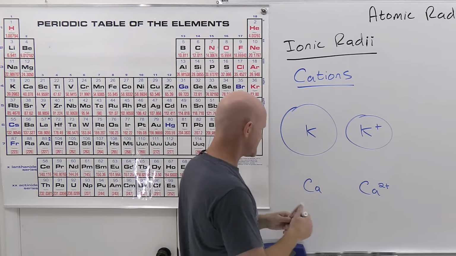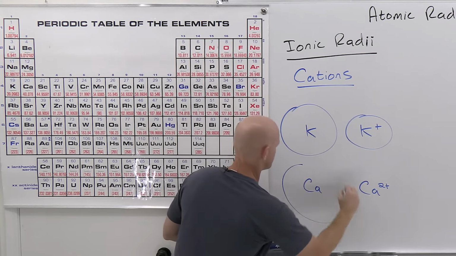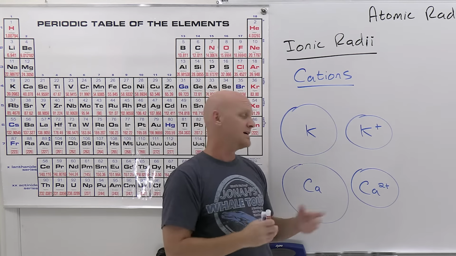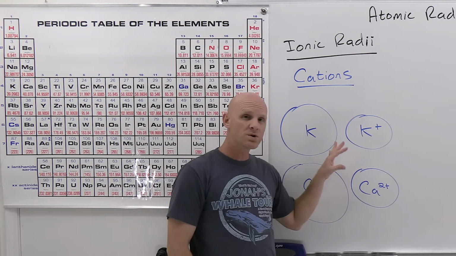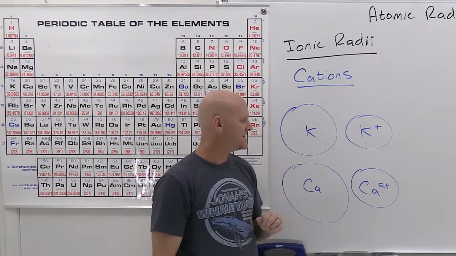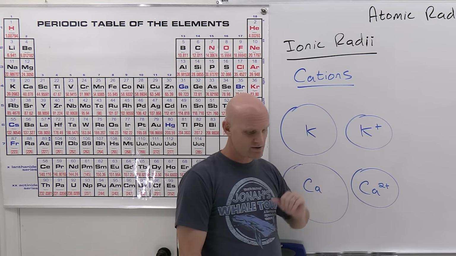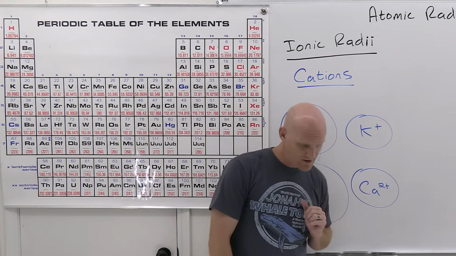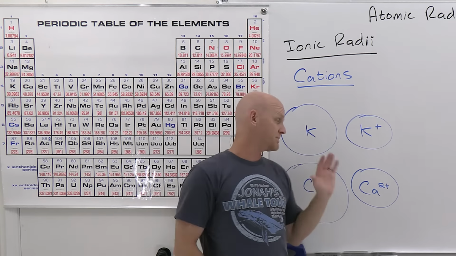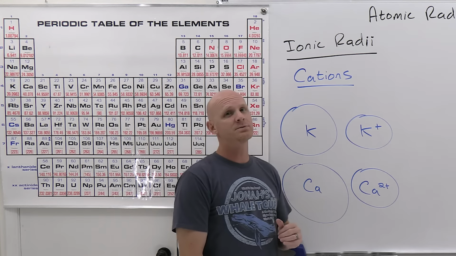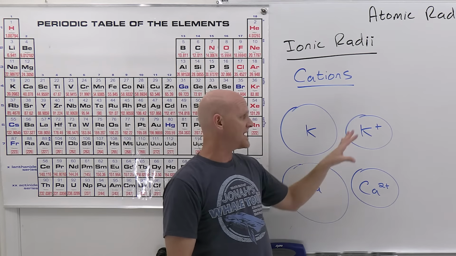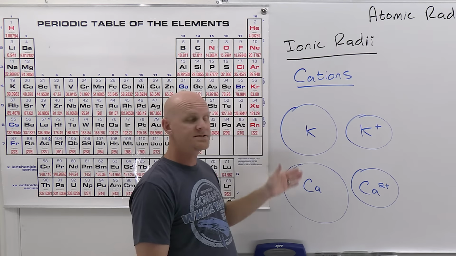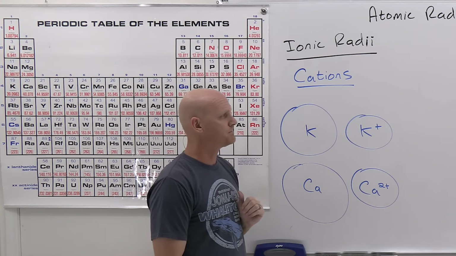Now, we do the same thing for calcium. Calcium here loses 2 electrons to become calcium 2+, and when you lose 2 electrons, you're probably going to have an even more significant reduction in size, losing 2 electrons instead of just losing 1. And here we go from 194 picometers to 99 picometers, which is almost being cut in half in terms of size. But one thing we should realize is that cations, their ionic radii are smaller than their atomic radii.